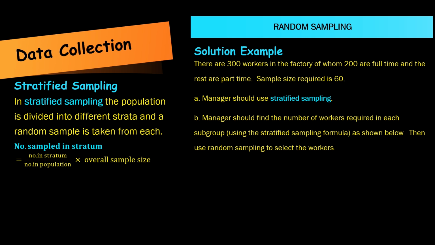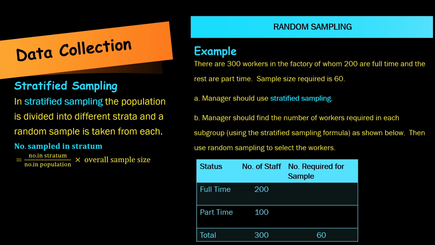And now for part B. The manager should find the number of workers required in each subgroup, i.e. using the stratified sampling formula, then use random sampling to select the workers. So let's apply the stratified sampling formula to our example.